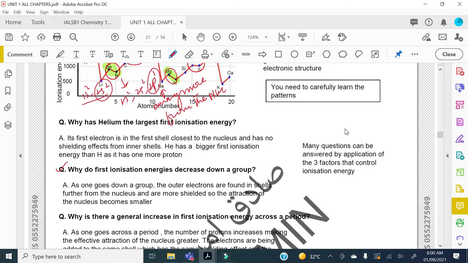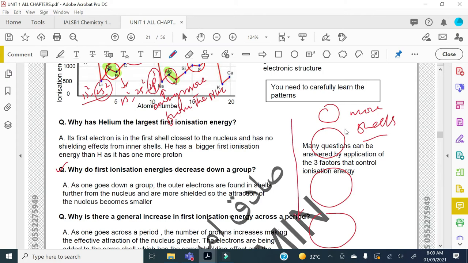Why does the first ionization energy decrease down the group? When you go down the group, the number of shells increases. Group number one, then group number two. The distance from the nucleus increases, so you can see the radius is increasing, and the radius is increasing because more and more shells are there. When the number of shells increases, the radius increase is also there. Right?